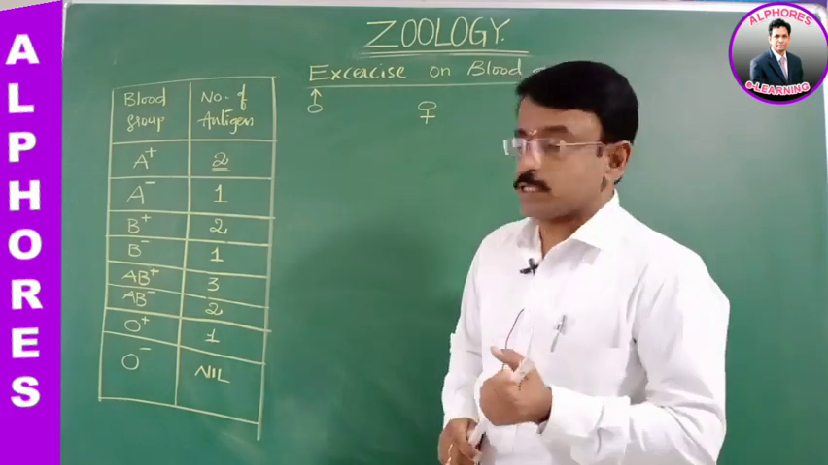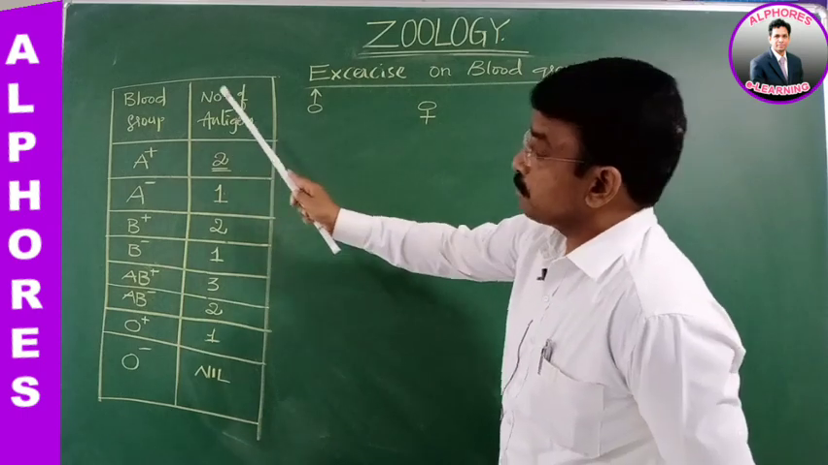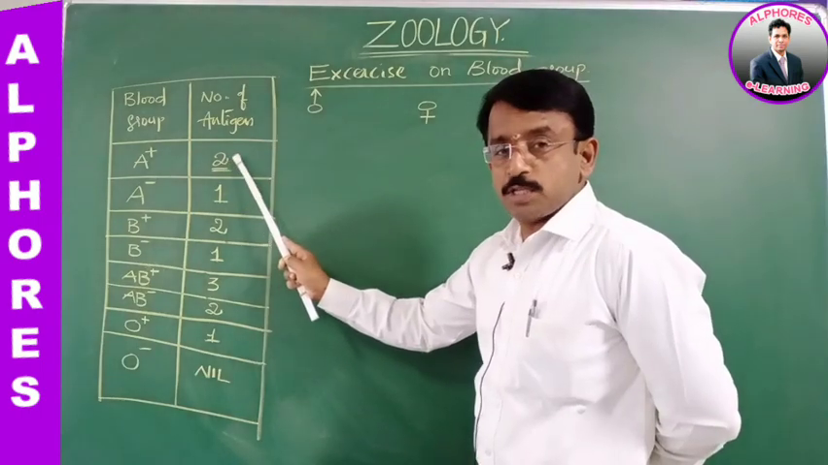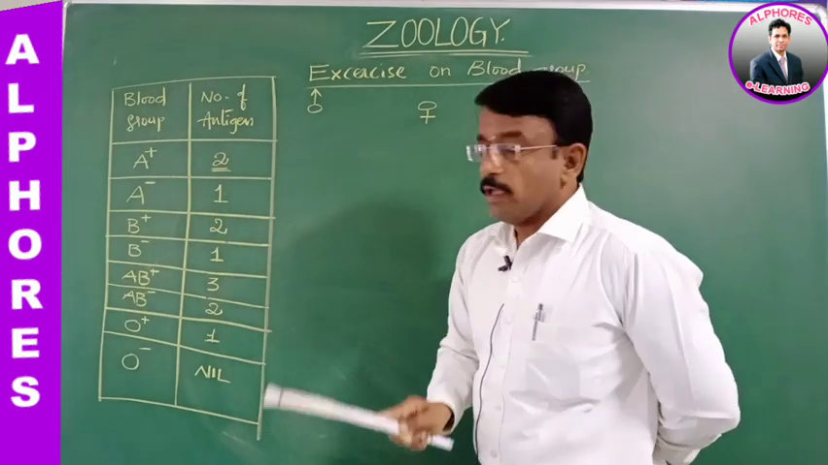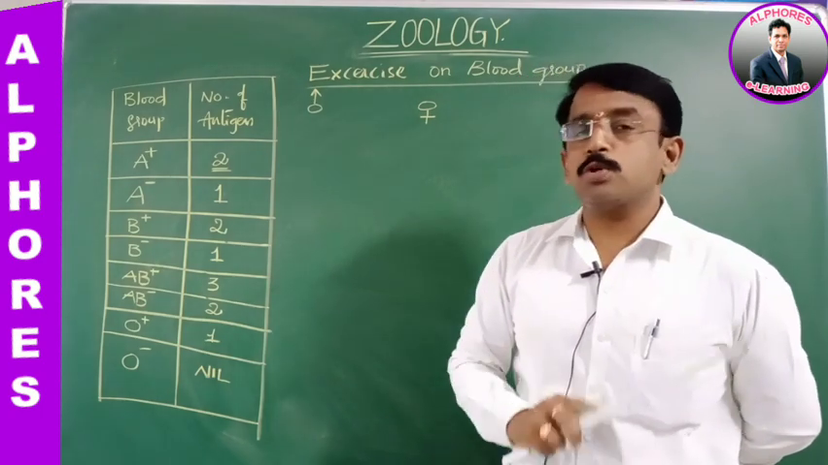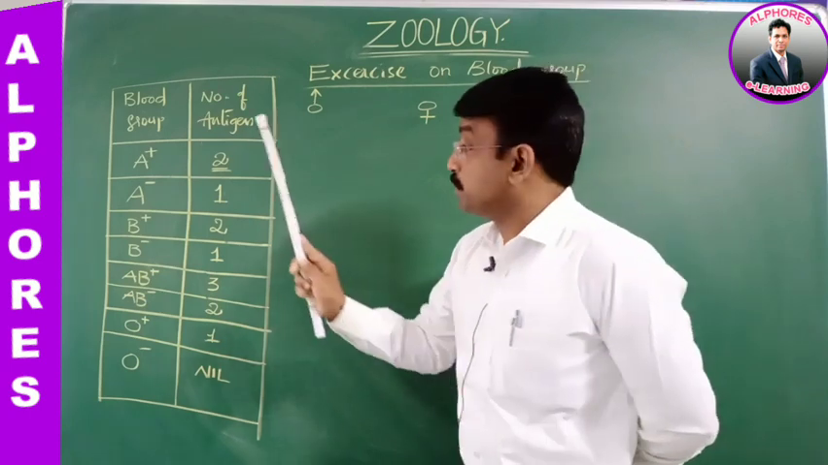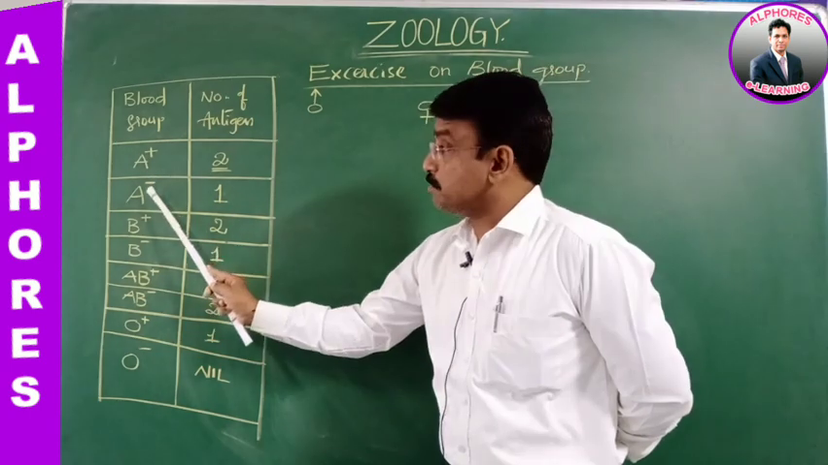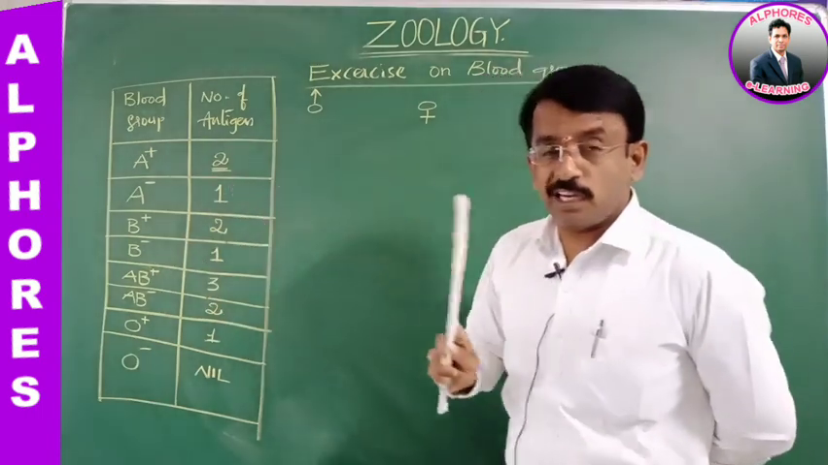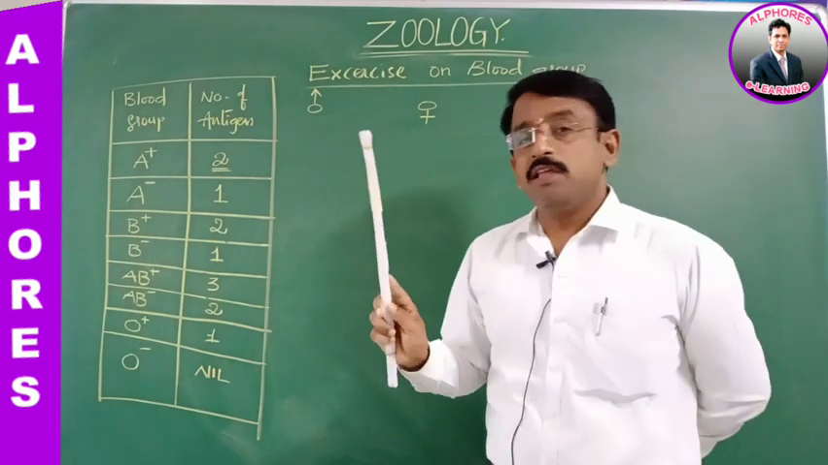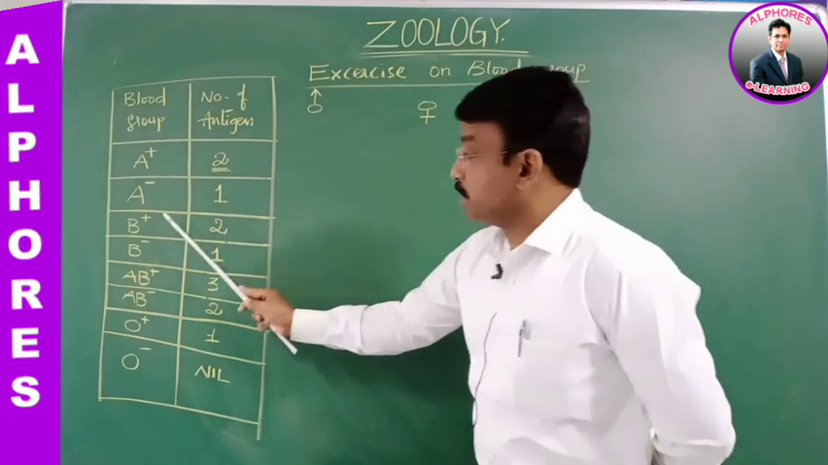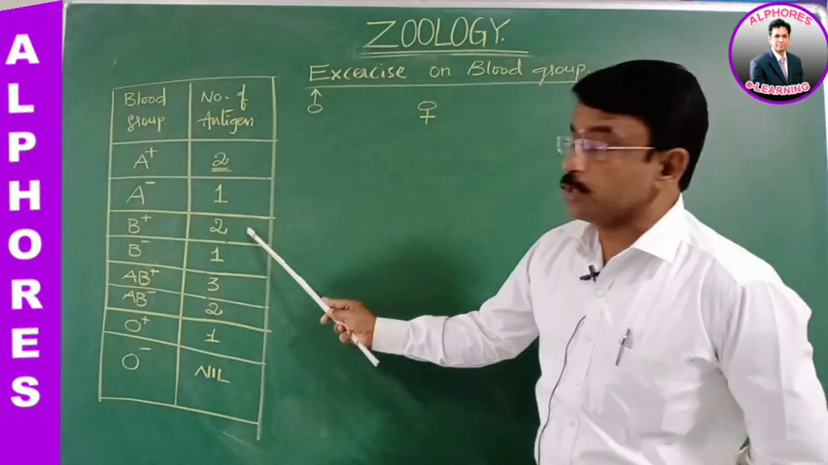Let's find out the number of antigens they possess. A positive has in its RBC the A antigen as well as the RH antigen. So the number of antigens is 2. A negative in the sense they are A in the ABO system, and in the RH blood group they are without antigen. So they are with one antigen, that is the A antigen. B positive means in the ABO grouping system they are with the B antigen, and in the RH blood group they are with RH antigens. So the number of types of antigens is 2 here.